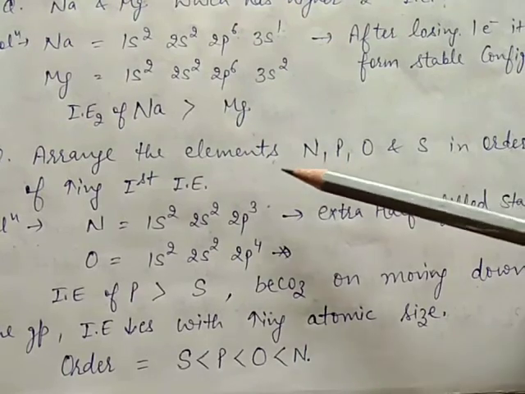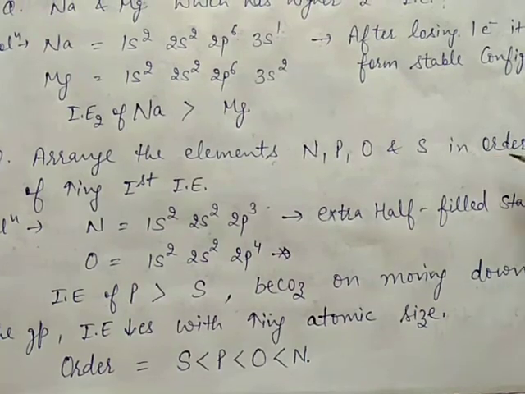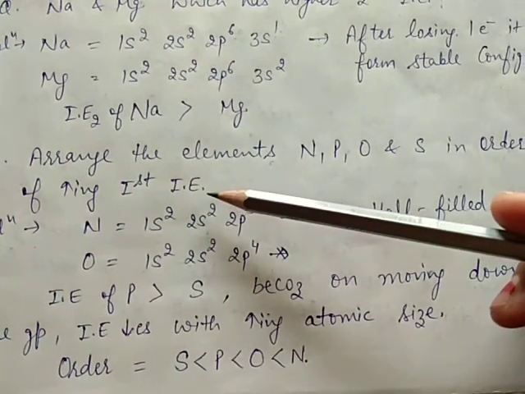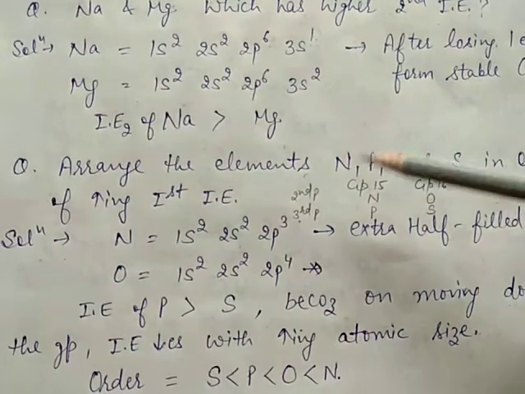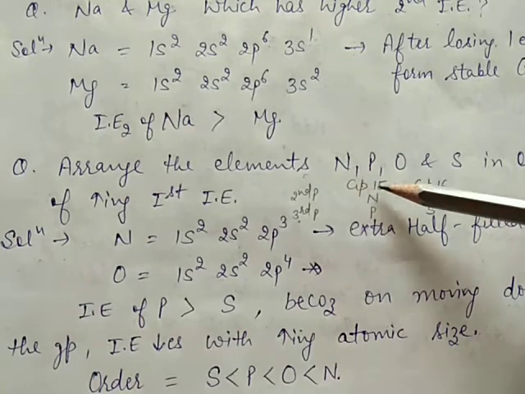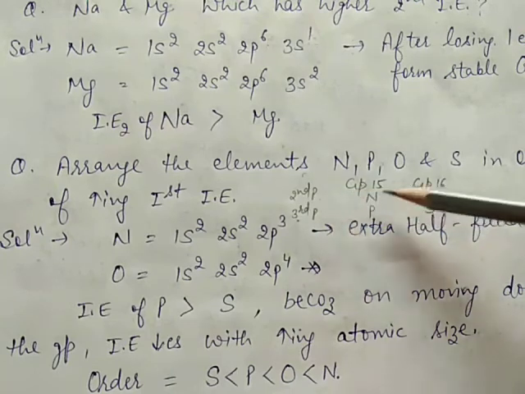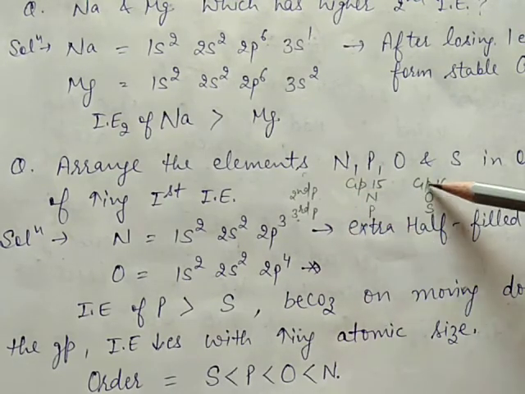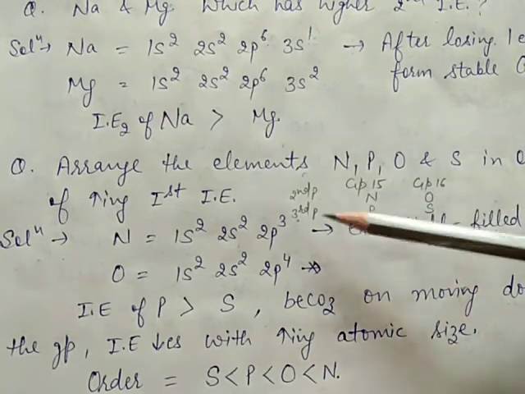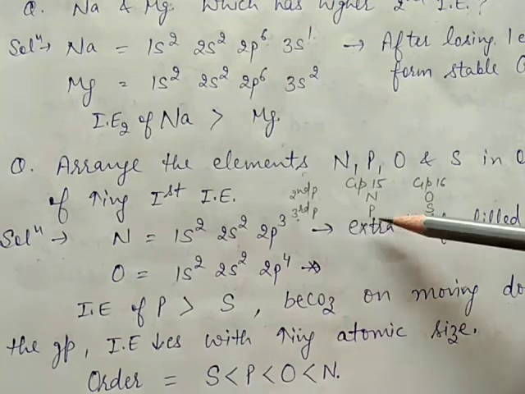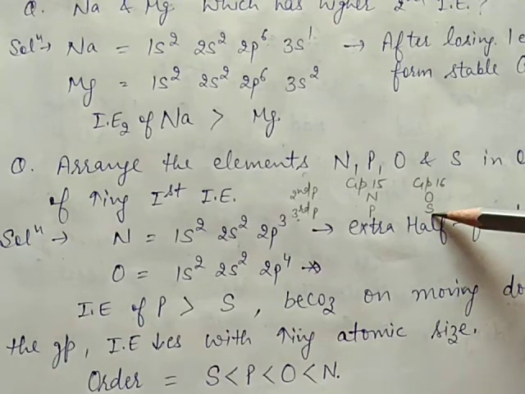Now the next question: arrange the elements nitrogen, phosphorus, oxygen and sulfur in the order of increasing first ionization energy. First of all, we observe the elements. Group 15, second period has nitrogen, and group 16, second period has oxygen. Group 15, third period has phosphorus, and group 16, third period has sulfur. These are present here.